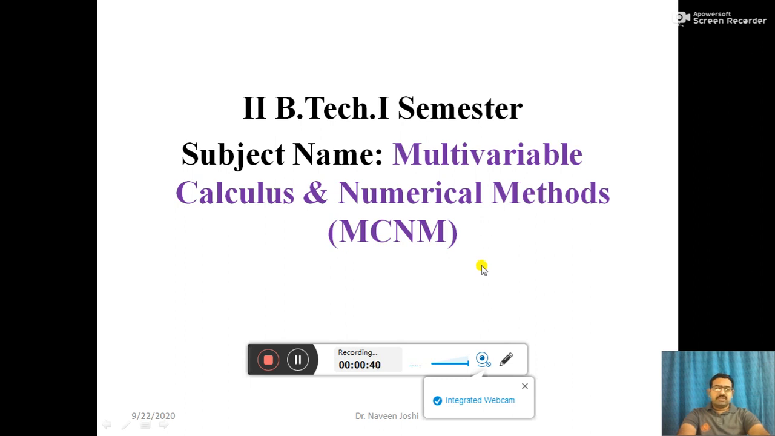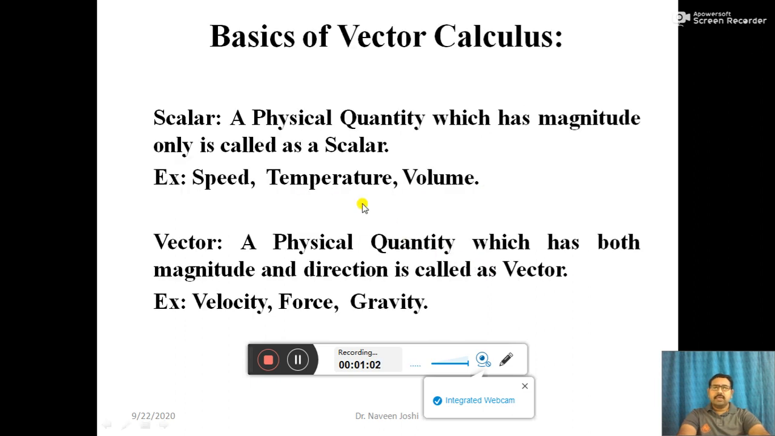It consists of 5 units. First unit is vector calculus, second unit is multivariable calculus, and third, fourth and fifth units are related to numerical methods. So in today's class I wanted to explain some of the basic concepts of vector calculus. So let us discuss the basics of vector calculus.